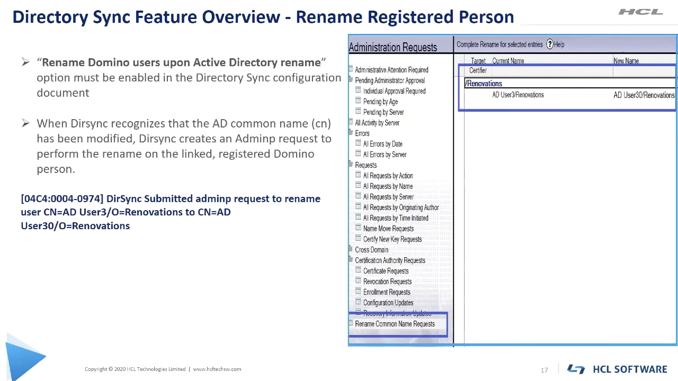Next slide. In this slide, we will discuss how the rename process works for registered users. Suppose you receive a request to change the common name of an Active Directory user who is registered in the Domino directory. First step here is to rename the common name in Active Directory. When DIRSync identifies there is a change in the Domino user's common name in the Active Directory, a rename common name administration process request will be submitted into the admin4 database.